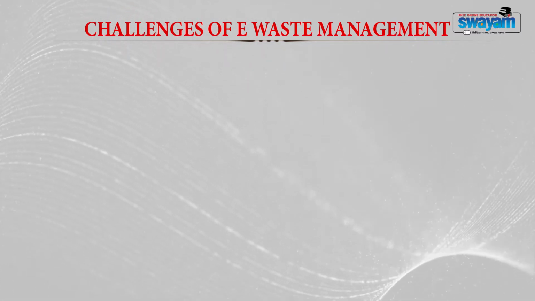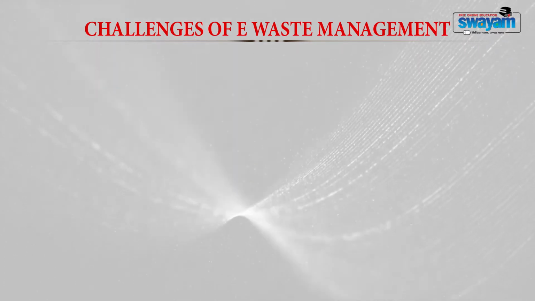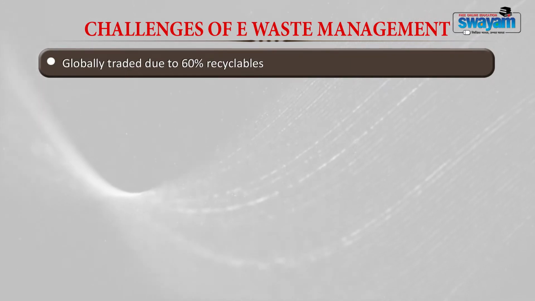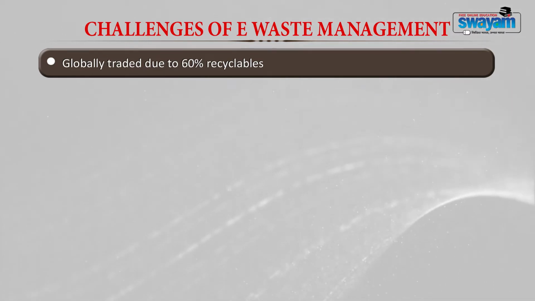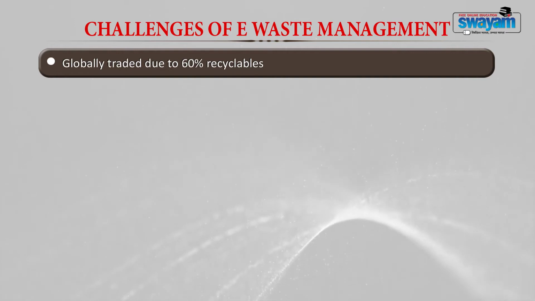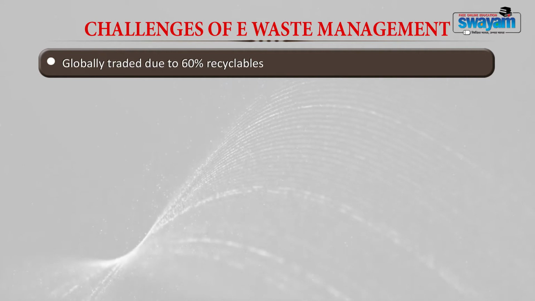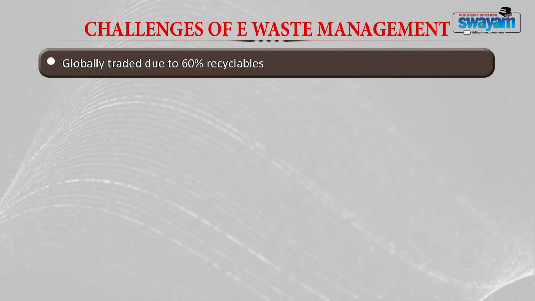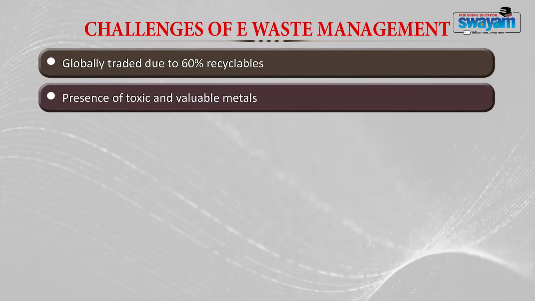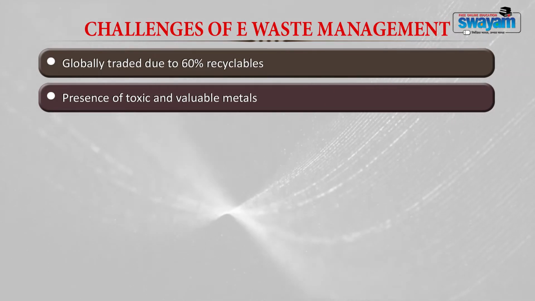Irrespective of whether it is a developed country, an underdeveloped country or a developing country, commonly there are certain challenges. Now, as you see, this e-waste contains around 60% of recyclables. So, generally they facilitate trade between developed and developing countries. That means the developed countries send their waste to developing countries, and developing countries generate revenue by collecting this 60% of recyclables from the e-waste. Now, since it contains a lot of toxic and valuable metals, it is difficult to manage e-waste.